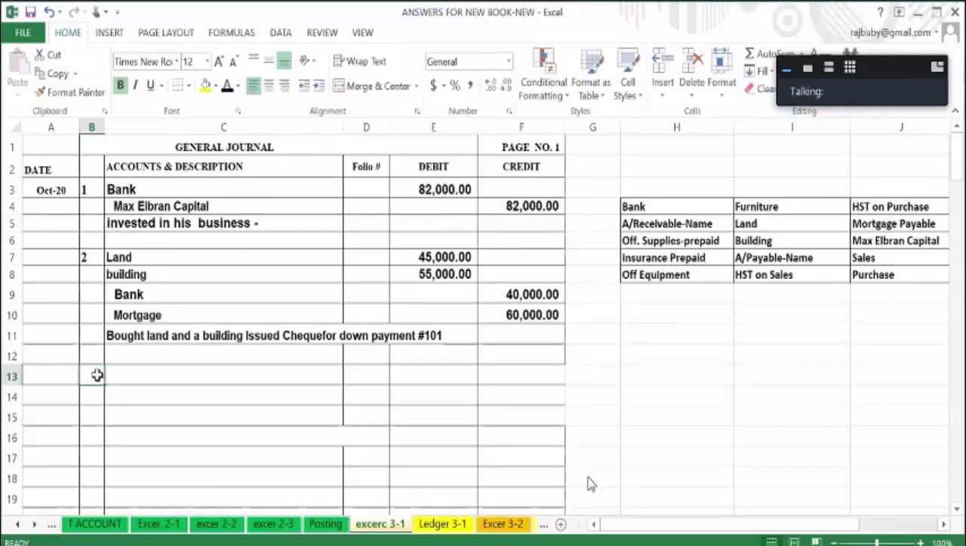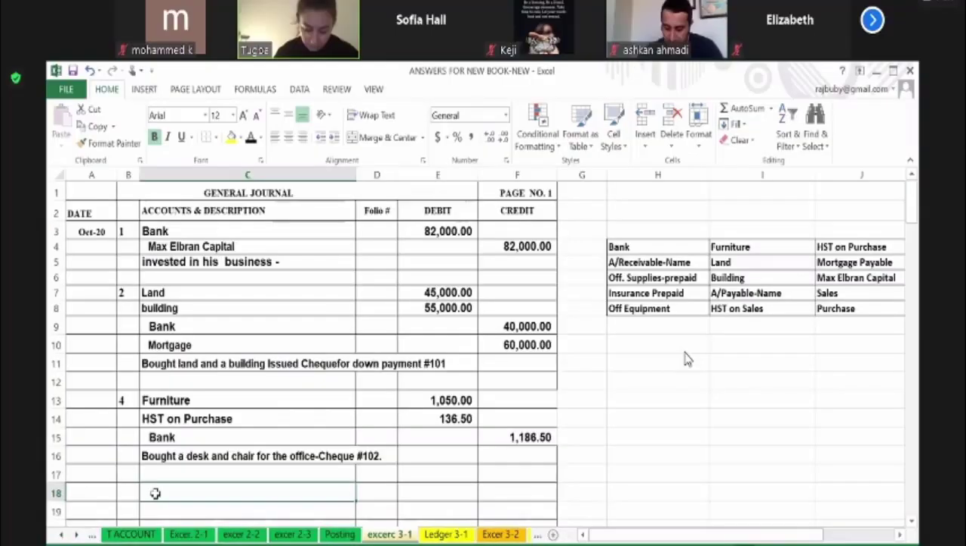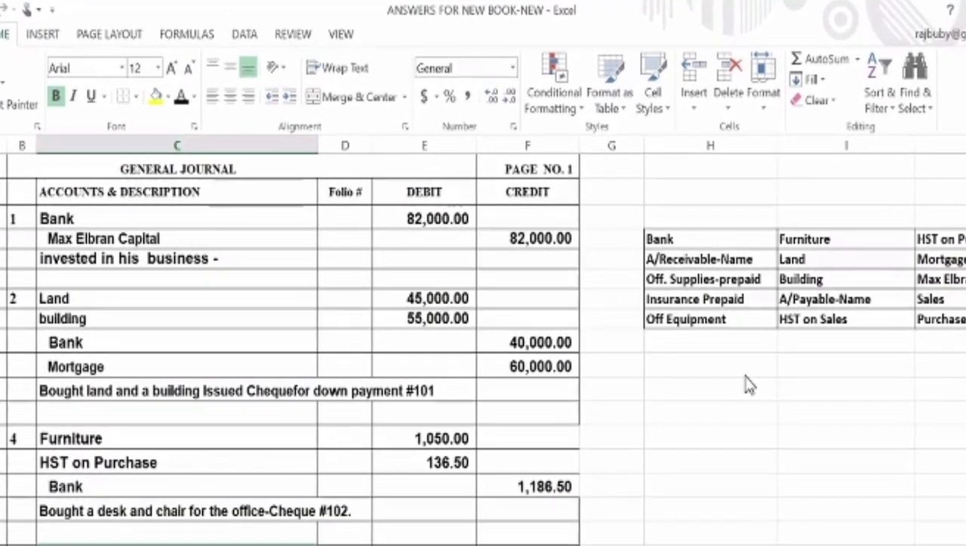October 4th, bought a desk and chair for the office, 1050 plus tax, check 102. We should use bank and furniture account, right? Furniture is debit, credit is bank, plus HST.